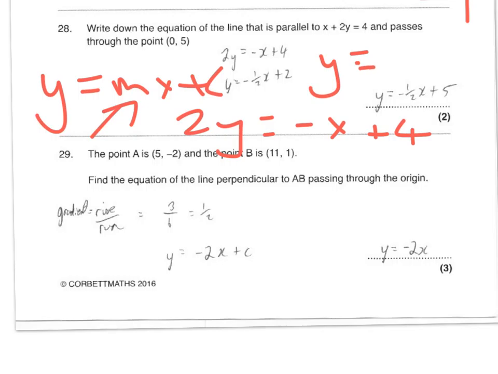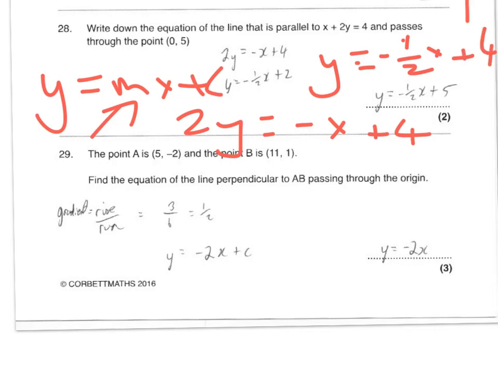Half of minus x is minus half x, and if you carry on with that, you know that half of 4 is 2, so you get minus a half x plus 2. That's the equation of that line.